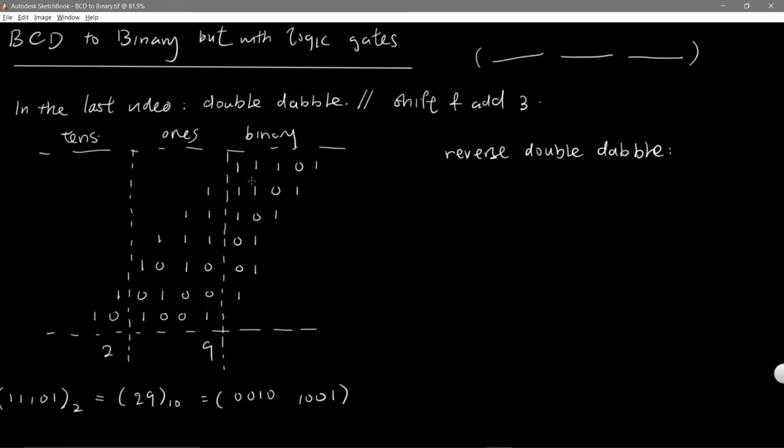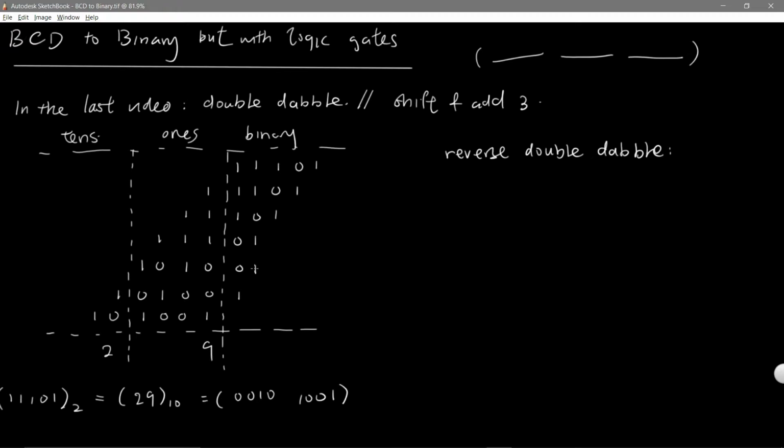So every time you shift here, you compare the ones in this column, and you see if this value is bigger than 5. If it is bigger or equal to 5, you add 3 to it. So you can see this is 7. Then you add 3 to it and it becomes 10 in binary. And then only you shift. And this is the basic working principle of the shift and add 3 algorithm.